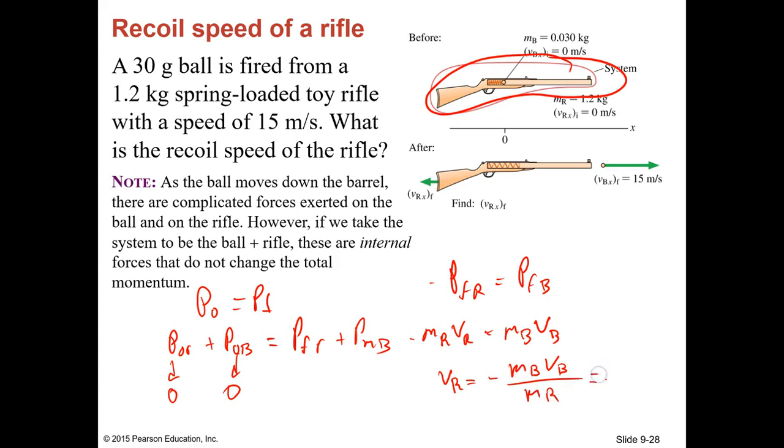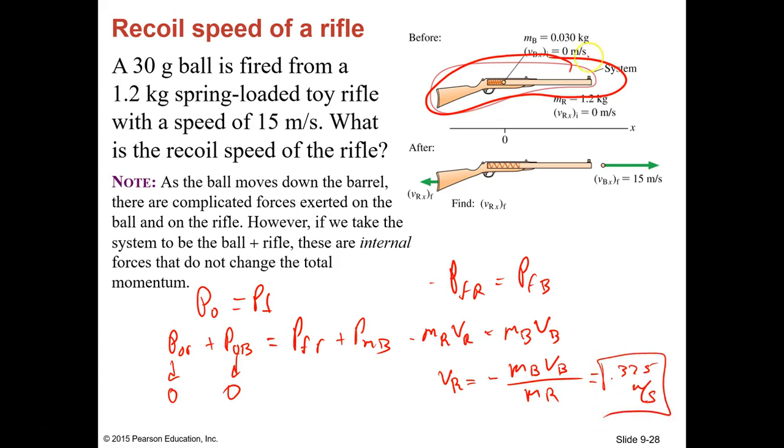And I'm going to plug in numbers for this one and give you just an idea of what the recoil speed would be. So I would take 0.030 times the velocity of the bullet, which is 15, divided by the mass of the rifle, which is 1.2. I find that my recoil speed is 0.375 meters per second, which is actually a pretty small velocity. And this is sort of a note.